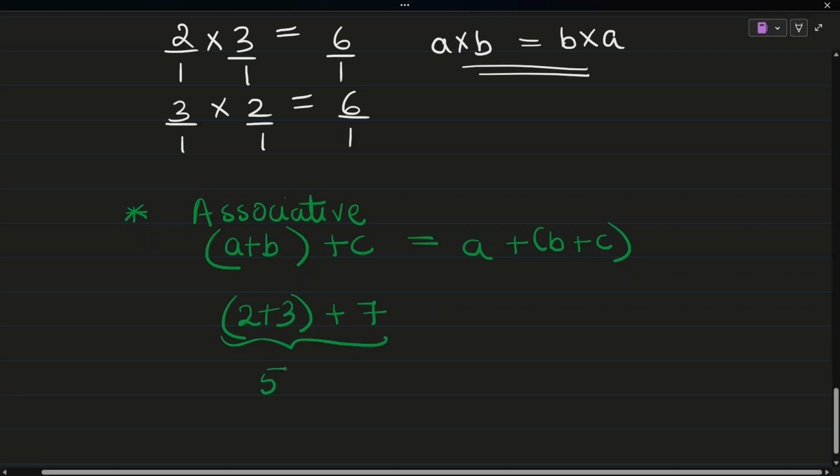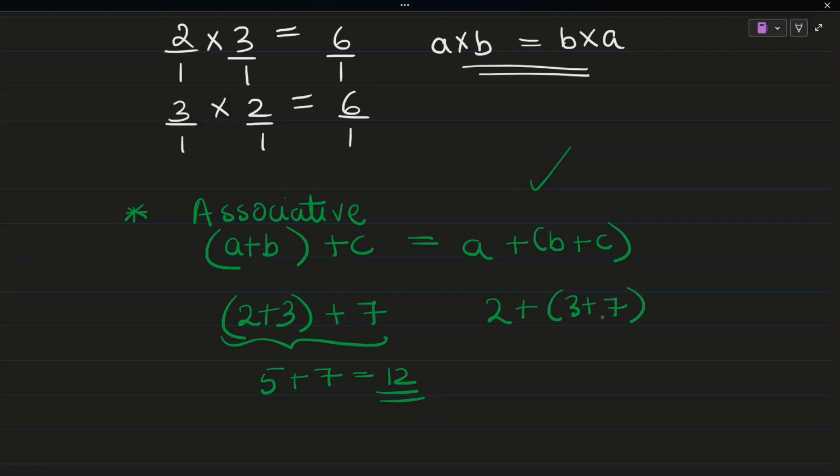2 plus 3 is 5. 5 plus 7 is going to give me 12. Now I'm going to look at this side: 2 plus 3 plus 7. So first I'm going to add 3 plus 7, which gives me the answer 10. Now I'm going to add 2 plus 10. That's again going to give me 12.